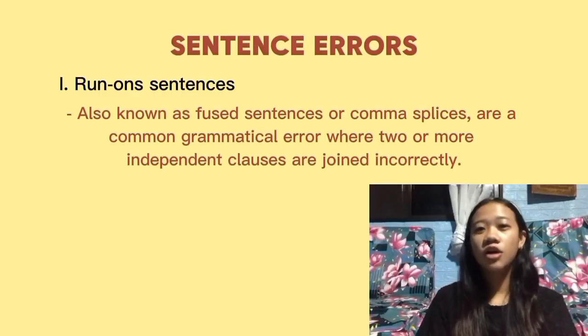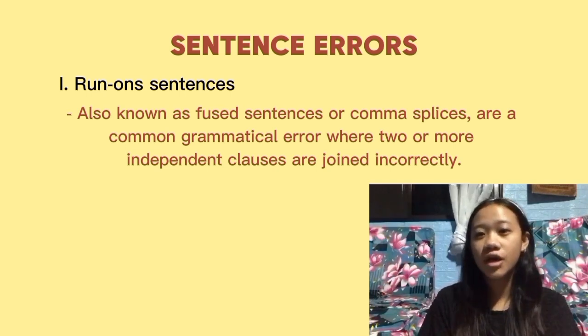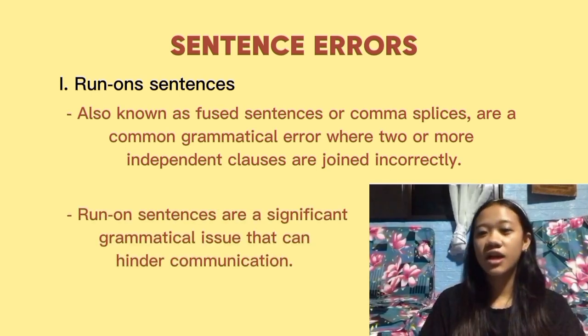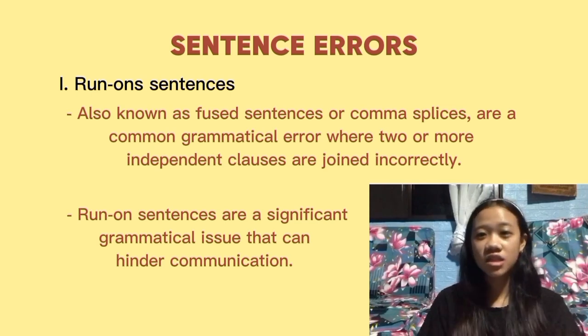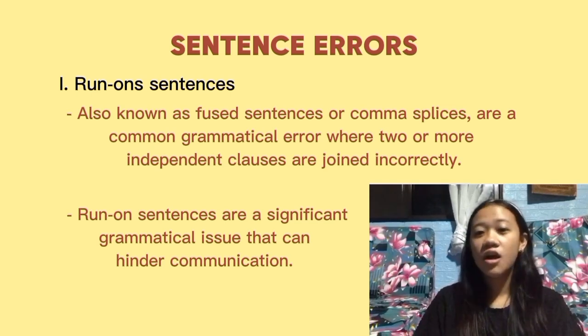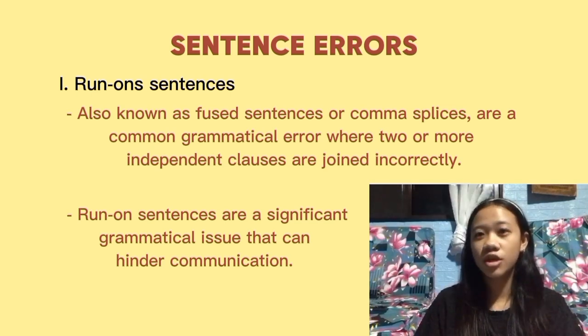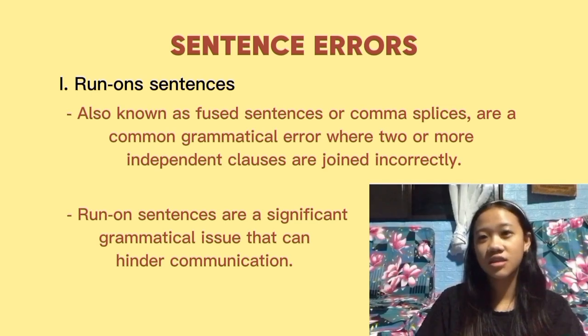Run-on sentences, also known as fused sentences or comma splices, are a common grammatical error where two or more independent clauses are joined incorrectly. Run-on sentences are a significant grammatical issue that can hinder communication. By understanding their causes and employing appropriate correction methods, writers can produce clear, concise, and effective writing. Careful attention to sentence structure and punctuation is crucial for avoiding these comma errors.